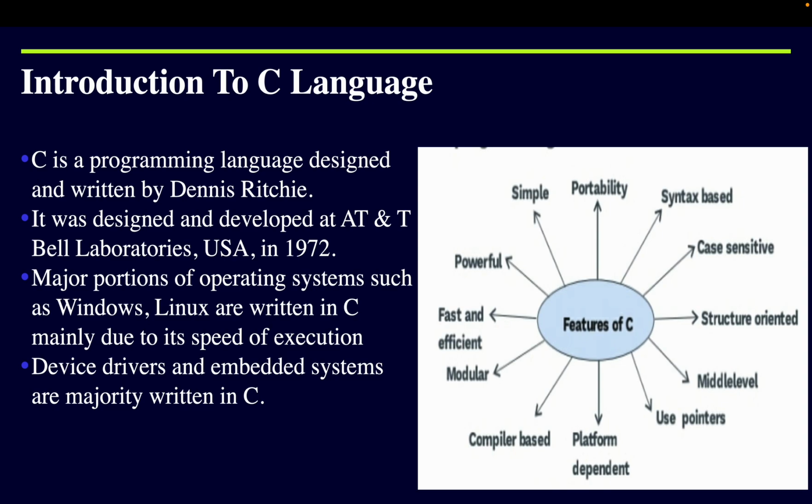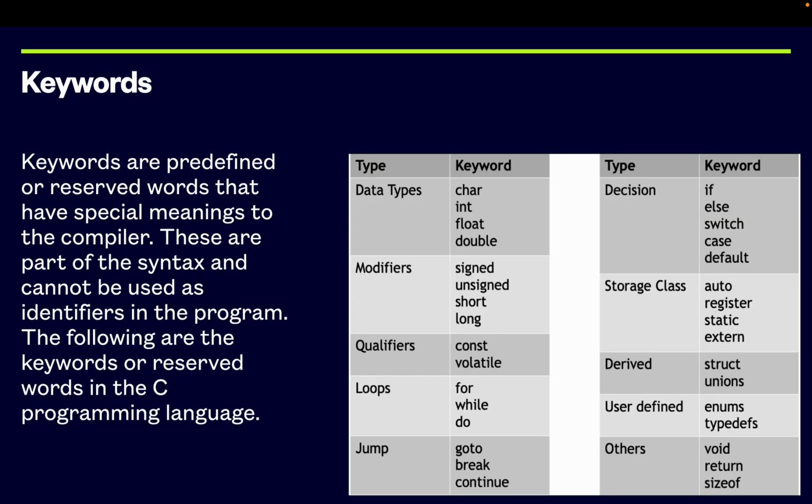used very highly. The main features of the C programming language are: simple, portable, syntax based, case sensitive, powerful, it supports the concept of modular programming, it is compiler based, it supports the concept of pointer, and it is a middle level language. Keywords. A keyword is nothing but a reserved word that has a fixed or predefined meaning. In C there are a total of 32 keywords, and these are char, int, float, double, etc.